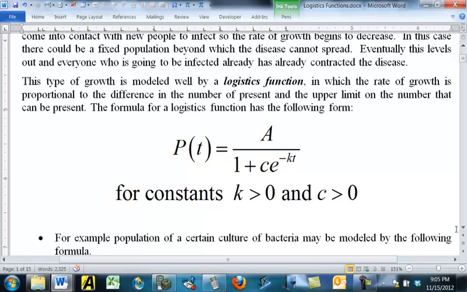So we're going to let A be some amount, and if A is positive, then we have a logistic growth function. And C and K are going to be positive amounts, but there's also a minus built in there. So the e will be to a negative power.